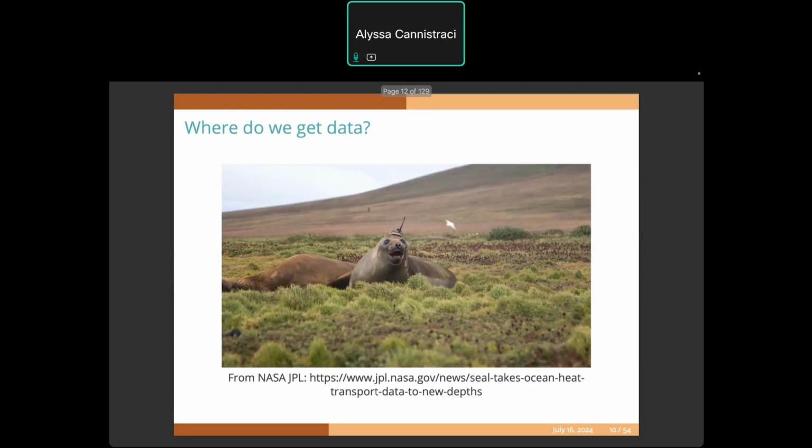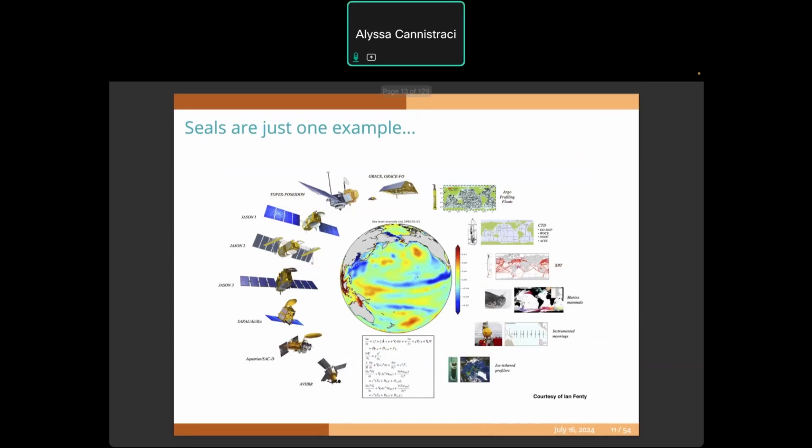And as they take their really long dives, they have this little instrument on their head that collects data for science to use. And I thought that was a fun use of seals for data. But they're just one example of where we get data in the ocean.